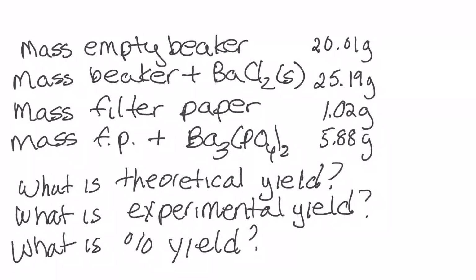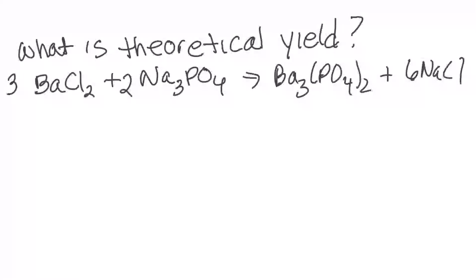From this data, we can answer these three questions. What is the theoretical yield? So it's really asking how much barium phosphate should you have made? What is the experimental yield? How much barium phosphate did you actually make? And then what is percent yield, which combines the two? So let's do the first question.